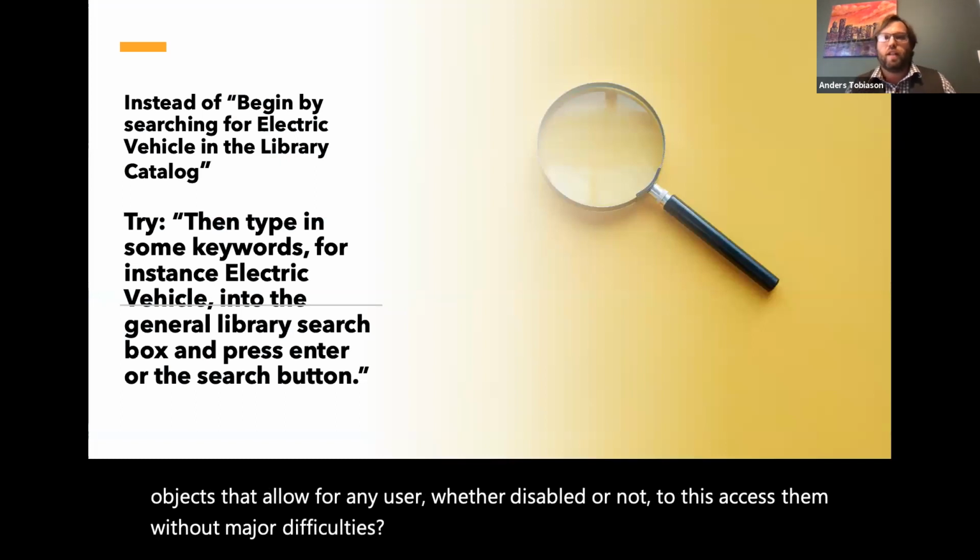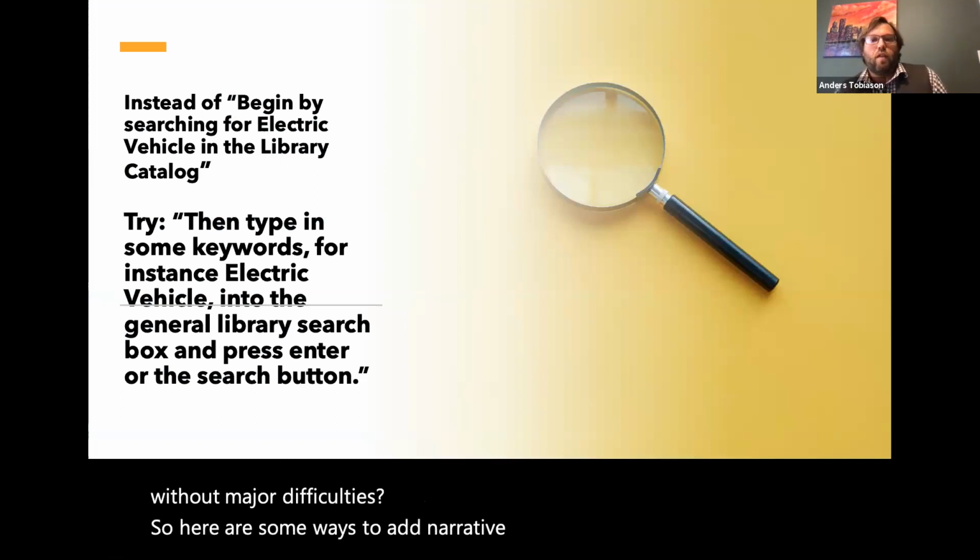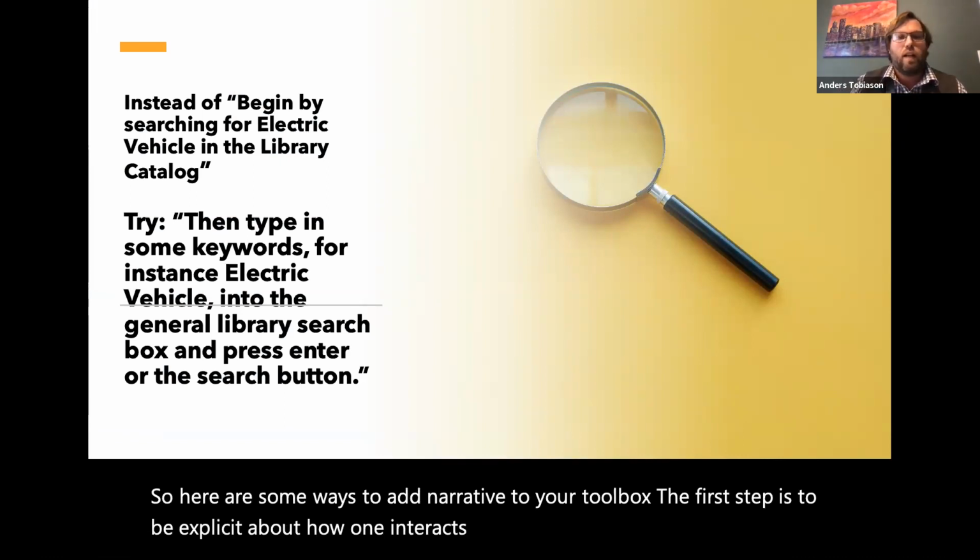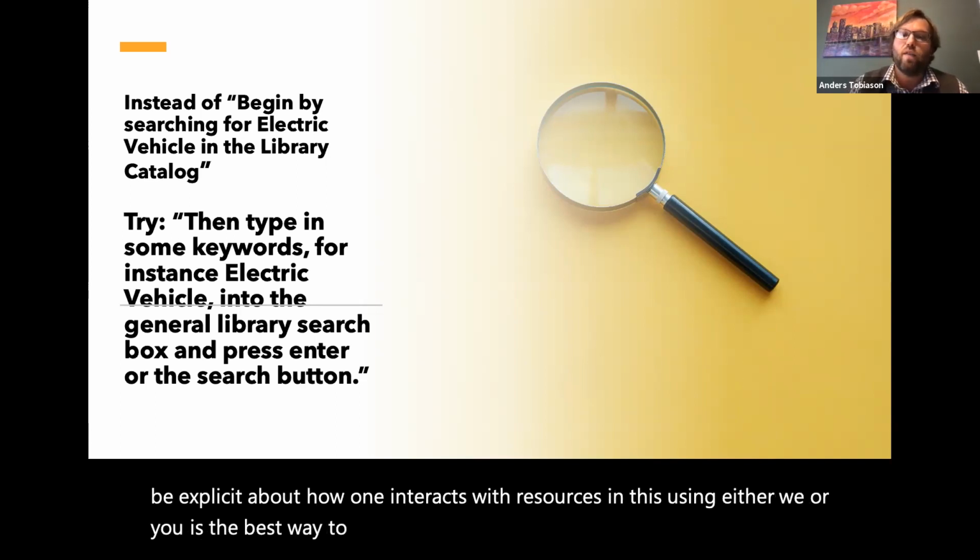So here are some ways to add narrative to your toolbox. The first step is to be explicit about how one interacts with resources. In this, using either we or you is the best way to initially engage, rather than I.